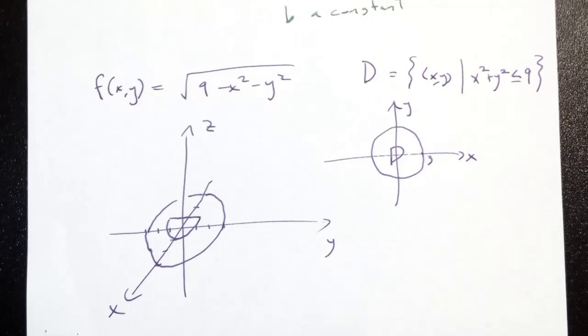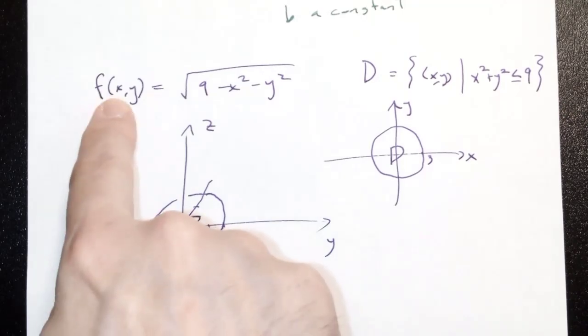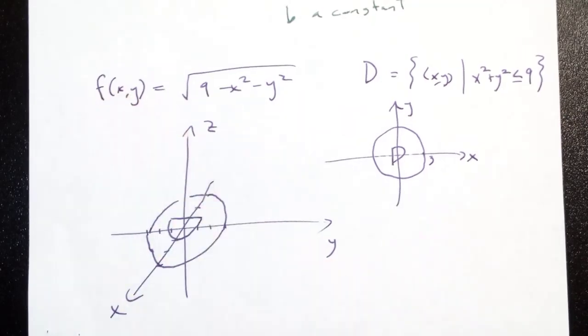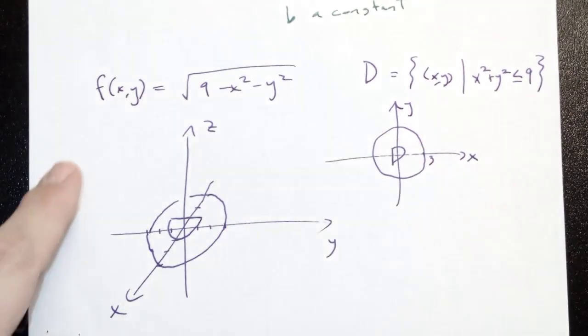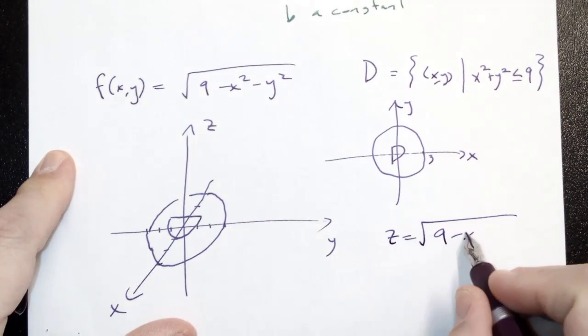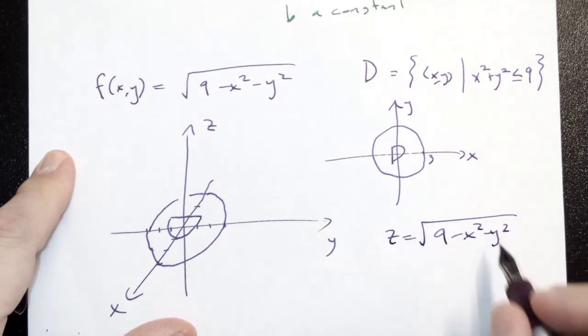I am a crap artist. I freely admit that. I should still be able to tell you what this function looks like, even if I can't draw the picture. But I'm associating F output with Z. So I could take this equation and rewrite it. Z equals square root 9 minus X squared minus Y squared.